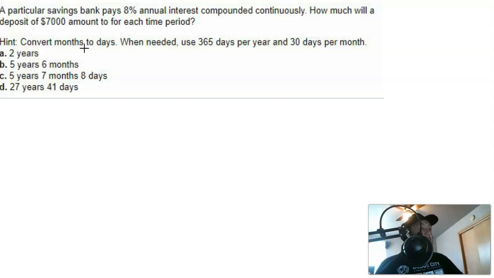A particular savings bank pays 8% annual interest compounded continuously. So this is different than our previous problem. Our previous problem was compounded annually, compounded monthly, compounded daily. This is compounded continuously, meaning they never stop calculating your interest and adding it back to your investment. It's just nonstop happening every millisecond, every split second.